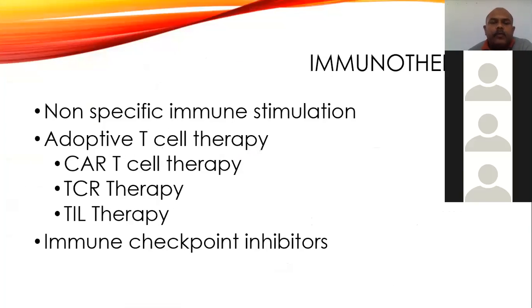So immunotherapy. How do we know that the immune system plays an important role in controlling cancer? How does immunotherapy help? How do we use the immune system to treat cancer? That is immunotherapy. There are three types. One is non-specific, generalized immune stimulation; another is adoptive T cell therapy, which is an area of new interest; and immune checkpoint inhibitors, which have already become standard of care in many cancers.